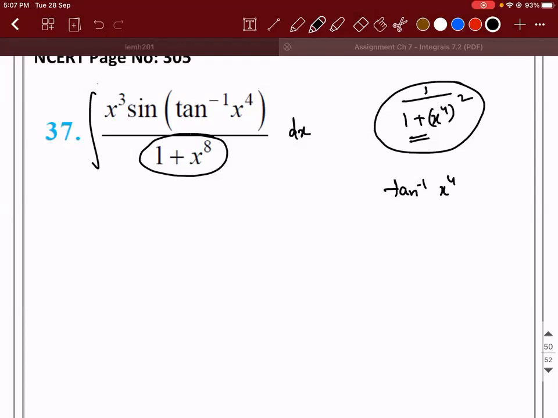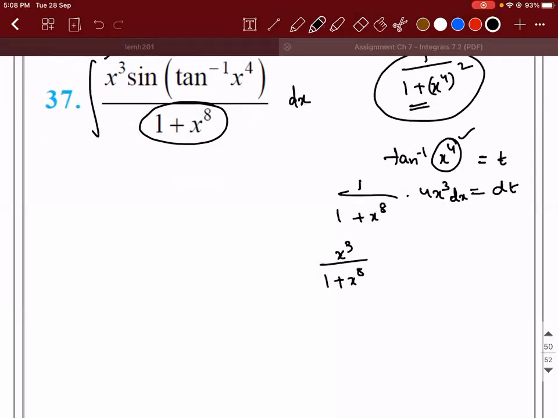On differentiating tan inverse x power 4, you get 1 by 1 plus whatever is the value here, that square, into the derivative of this, that is 4x cube. So what we need to do is put this as t, so that 1 by 1 plus x power 8 into 4x cube will be equal to dt. So x cube by 1 plus x power 8 times dx will be equal to dt divided by 4. Integral of sine tan inverse x power 4 is t, and this will be dt.